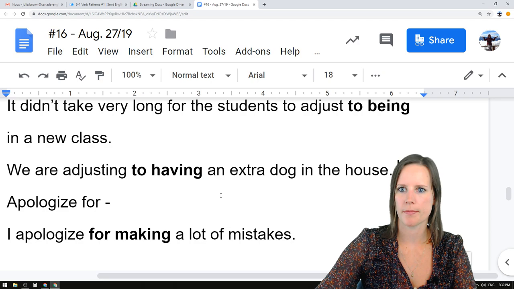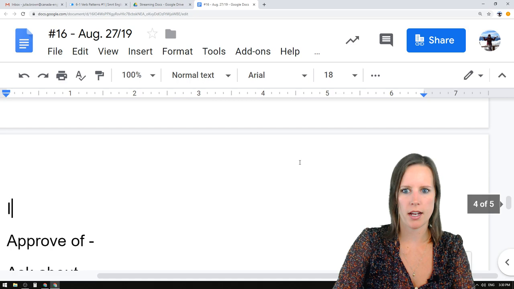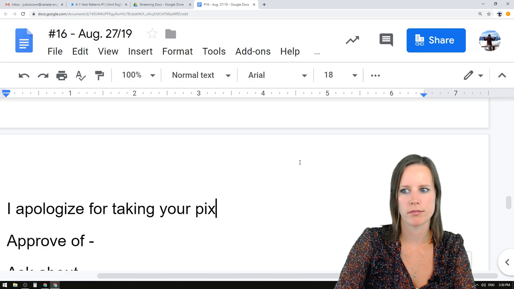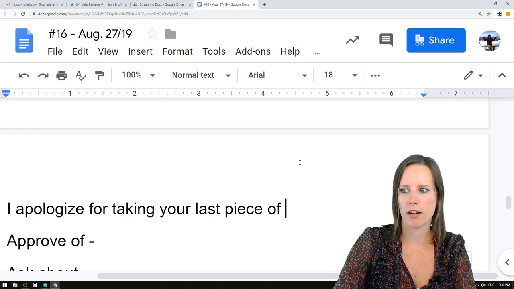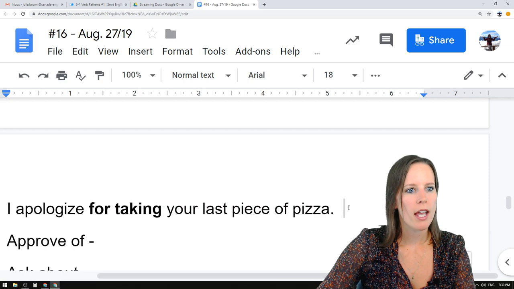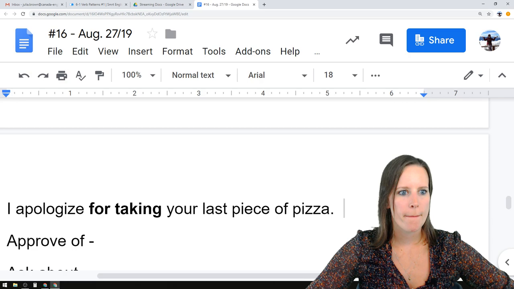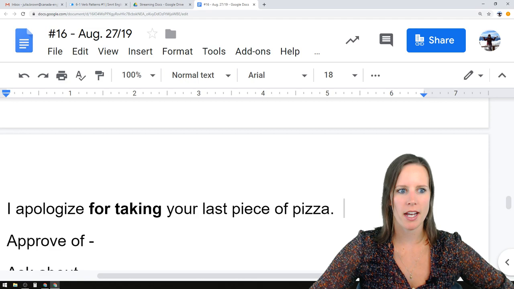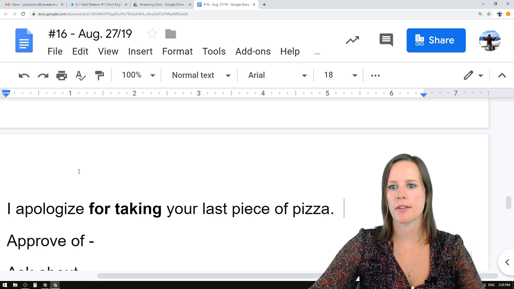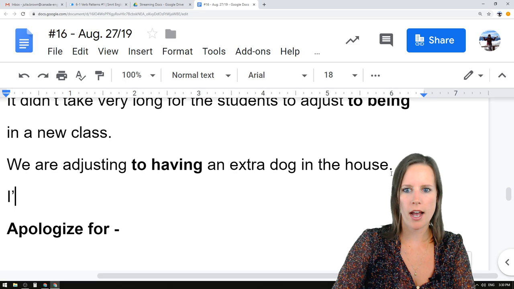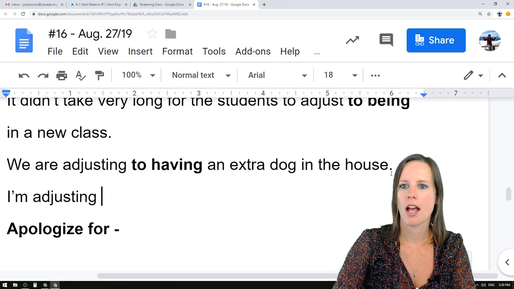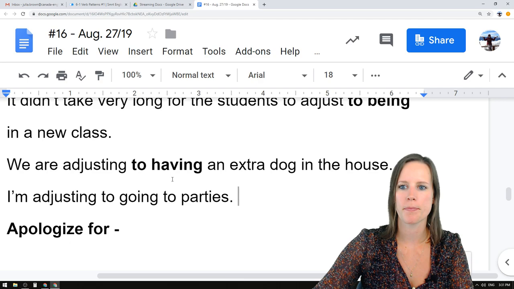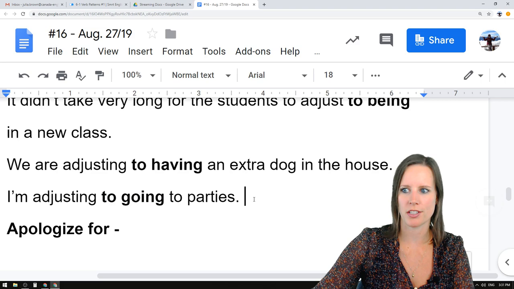Okay. All right, so we have the first one and the second one. Apologize for. We can give another example. I apologize for taking your last piece of pizza. Good. And Emmy here, I'm looking forward to learning English is a great sentence. Exactly. Yeah. So, Nayarana, for your sentence, you would say, I'm adjusting, because it's something that's in progress, I'm adjusting to going to parties, okay? This is your gerund, it's the object of the preposition here.